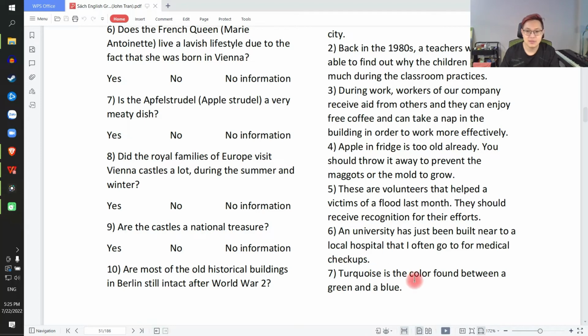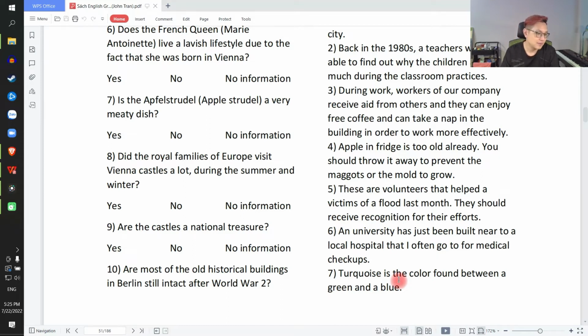Number 7, turquoise. Turquoise, basically it's a color that looks like when you mix green and a bit of white and a bit of blue, it becomes a bit turquoise, you know. Cái màu xanh lơ, turquoise, là khi mình trộn màu xanh lá cây với lại một chút xíu màu trắng và có thể chút xíu màu xanh dương nữa.